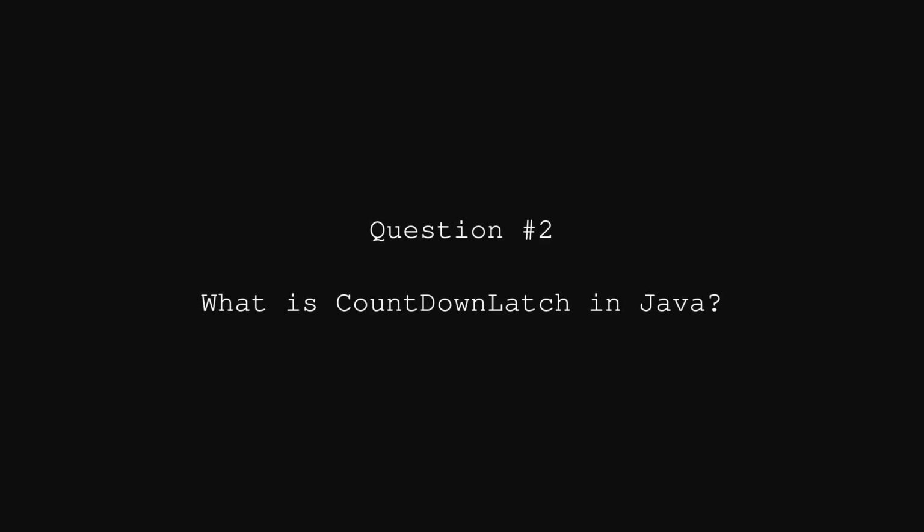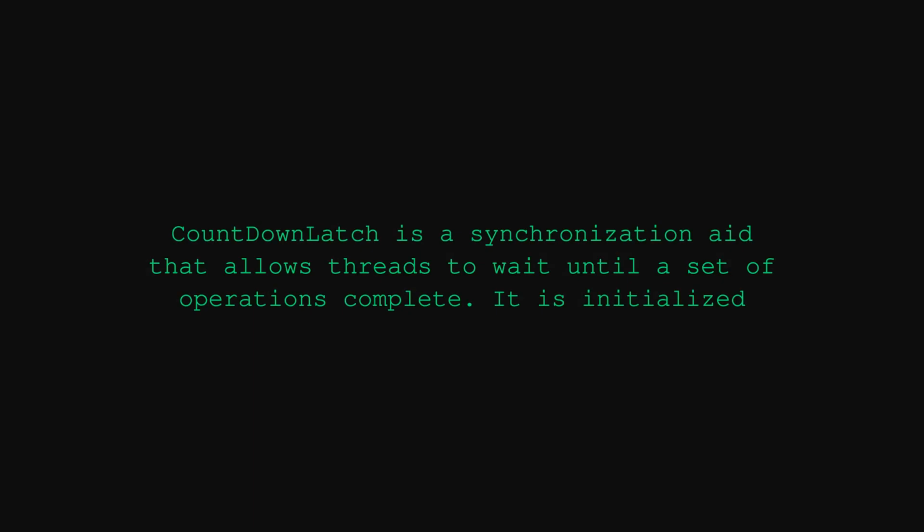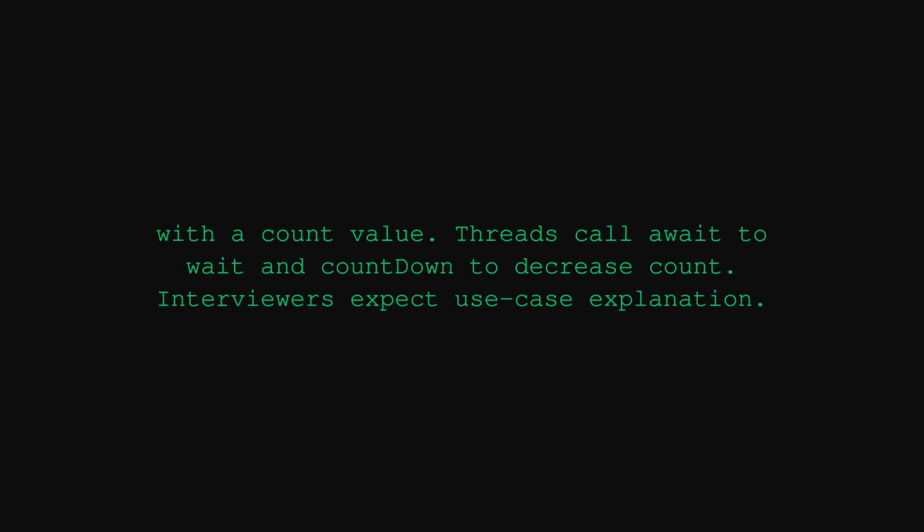Here's a very common question related to Java multithreading. What is CountDownLatch in Java? CountDownLatch is a synchronization aid that allows threads to wait until a set of operations complete. It is initialized with a count value. Threads call await to wait and countDown to decrease the count. Interviewers expect a use case explanation.